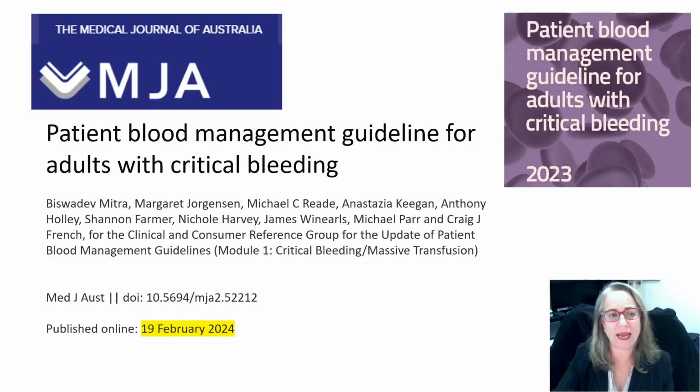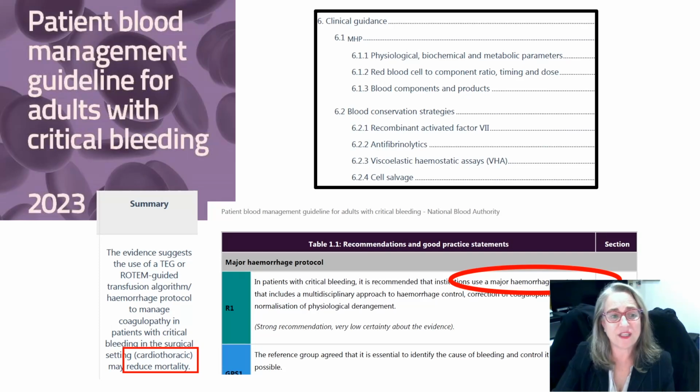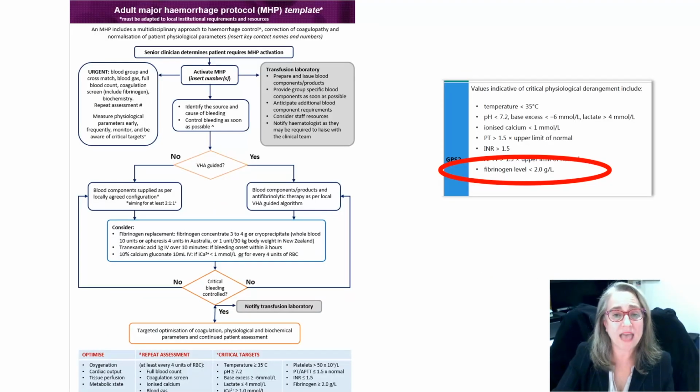But the main takeaway points that I will point out here are that it talks about evidence suggesting that we should use it. It might reduce mortality in cardiothoracics. Of course, it's looking back at data. It recommends to always use a protocol. I think I've said that enough times. It talks about the fibrinogen level targeting more than 2. And you can see its structure there with the do we have a VHA, yes or no, in the middle of it.